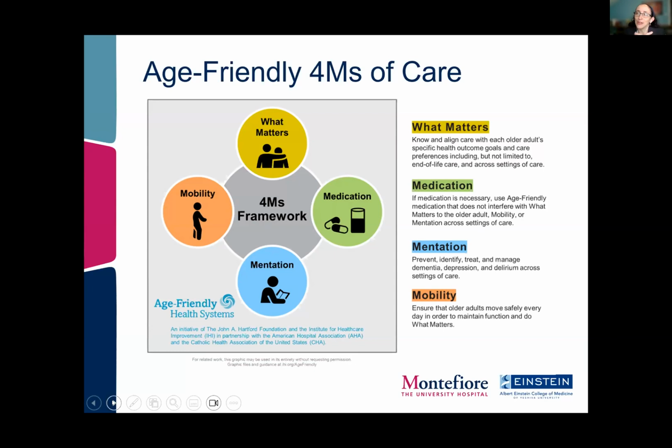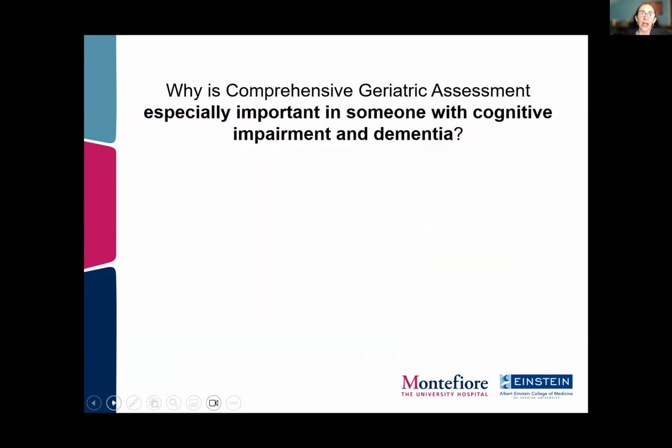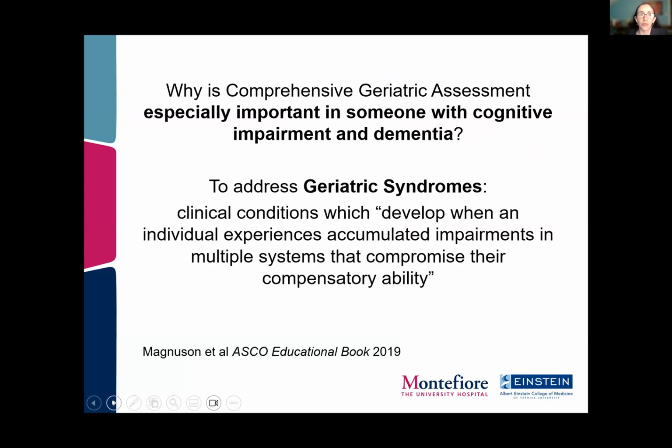So to me, it's how do we take this beautiful, complex, rich, and nuanced clinical evaluation we do with one patient and be able to mobilize that and disseminate that among many, many patients. So it's very exciting that we have this framework now, thinking about this going forward. And when we do comprehensive geriatric assessment in someone with cognitive impairment or dementia, why is this especially important? And I know some of this may be very germane to many of you.